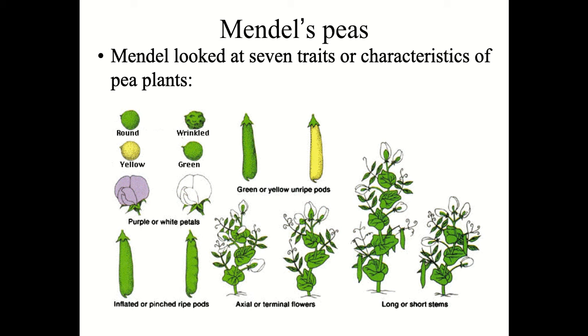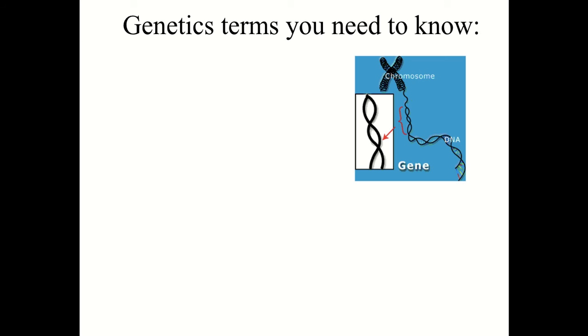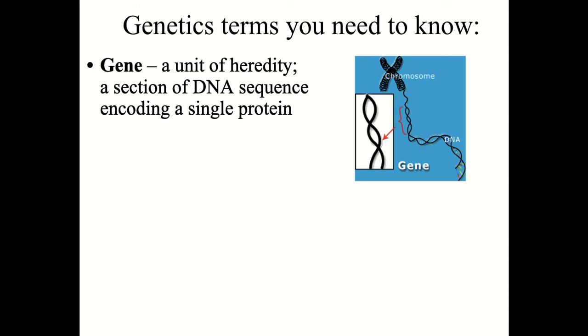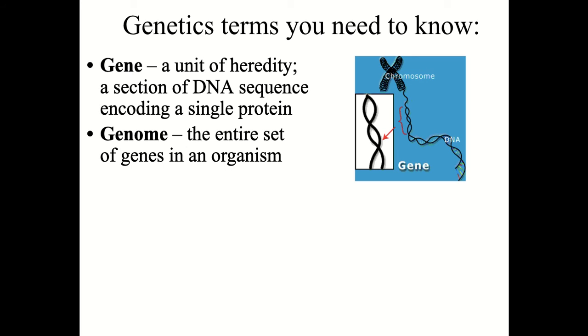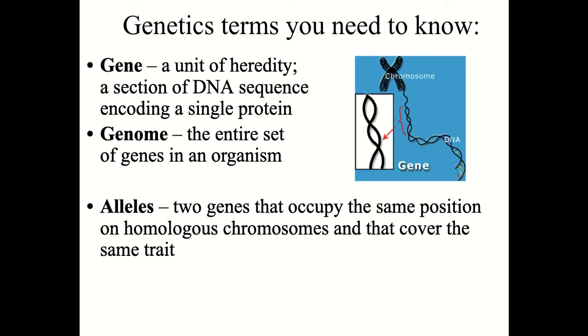He discovered most of this on accident, but it just so happened to work out well for him because of pea plants having this thing called dominant and recessive. So terms that we need to know, so make sure you have this in your notes. Gene is a single protein. A genome is the entire set of genes. And this is the big one right here. The big takeaway is our allele.